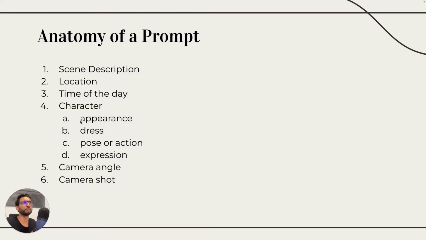You really want to specify these four things: the appearance, the dress, what is the character's pose or what action they are performing, and what is their facial expression. Of course, there can be a lot of other nuances about a character, but by and large, these four points pretty much account for all the major things that you want to show with your character, right?